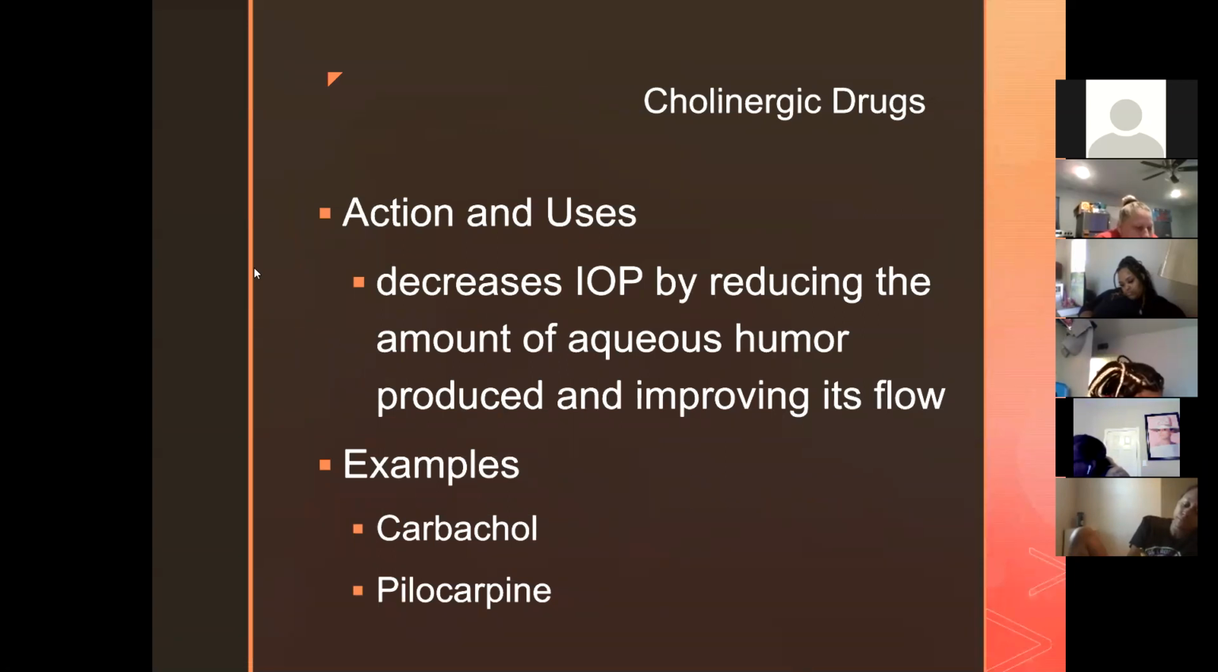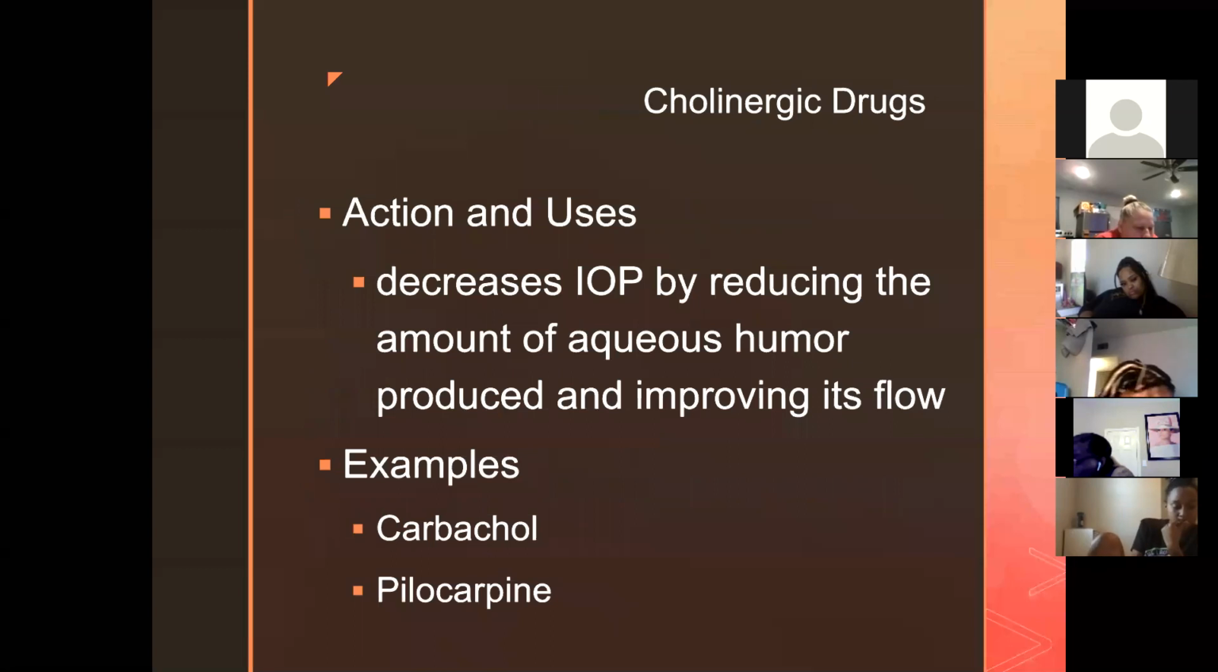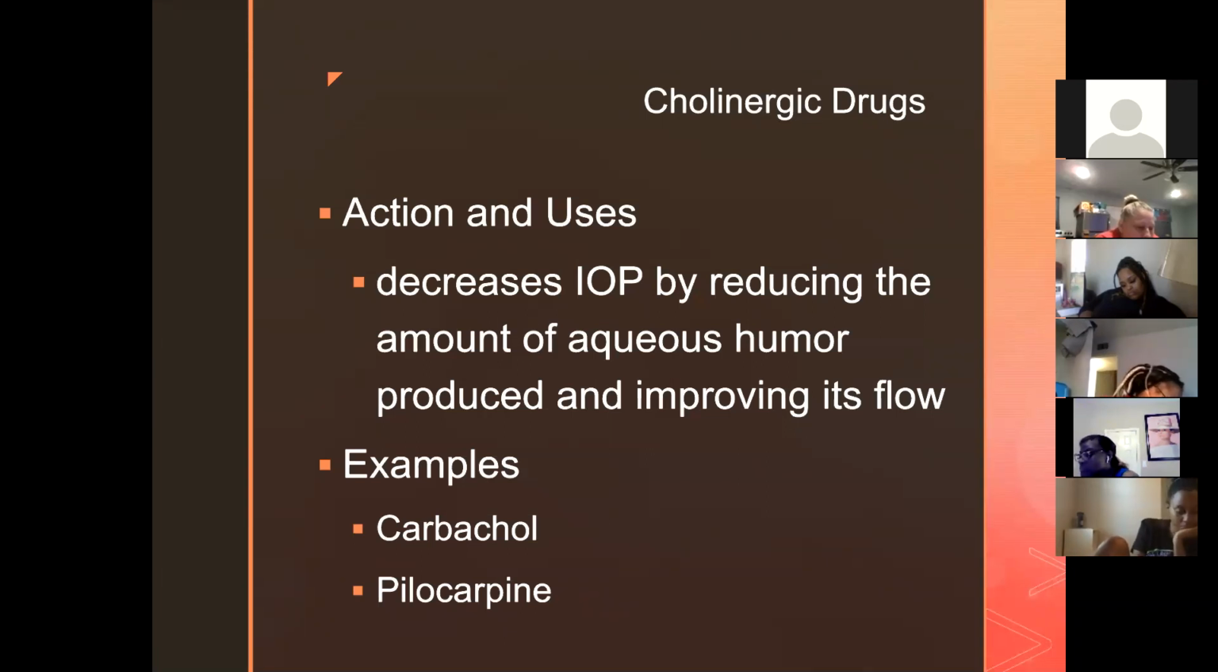All right. Next, we have the cholinergic drugs. This one also works by decreasing the intraocular pressure. That's what IOP is, intraocular pressure, by reducing the amount of aqueous humor produced, and it will improve its flow. So this is going to help the flow of the aqueous humor from the eye to wherever it ends up getting reabsorbed in the body. All right. So your examples for cholinergic drugs would be carbachol and pilocarpine, or that's how I'm going to say it. Pilocarpine and carbachol. Okay.